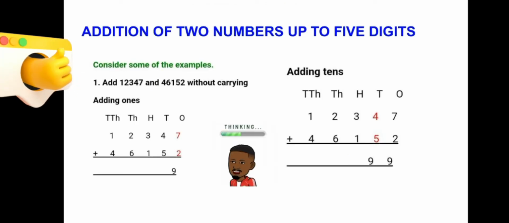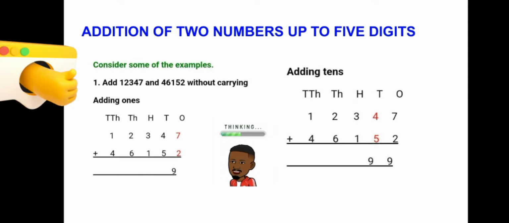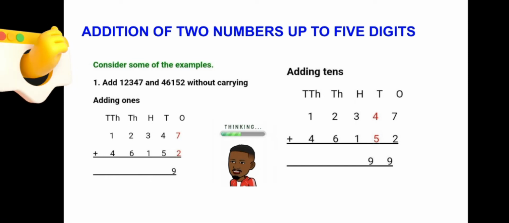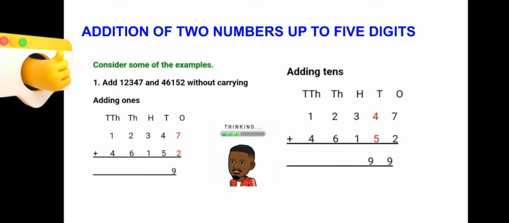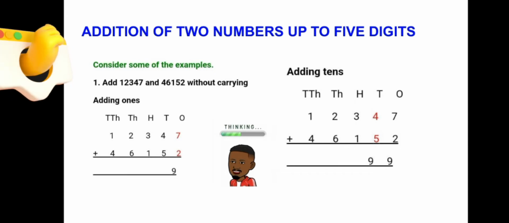Okay, so let's consider some examples on the addition of two numbers up to 5 digits. Let's take example 1. Add 12,347 and 46,152 without carrying.